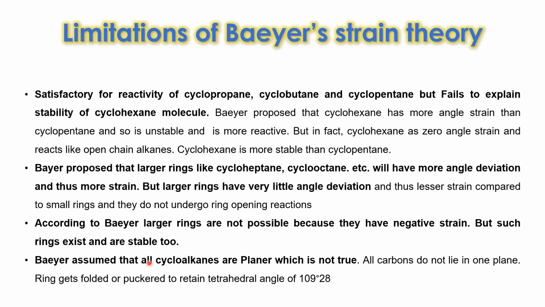All these limitations are actually because Baeyer assumed these rings are planar, but this is not true. Because all the carbons actually do not lie in one plane, these higher cycloalkanes are able to retain the tetrahedral angle, and that is why they exist and they are stable.